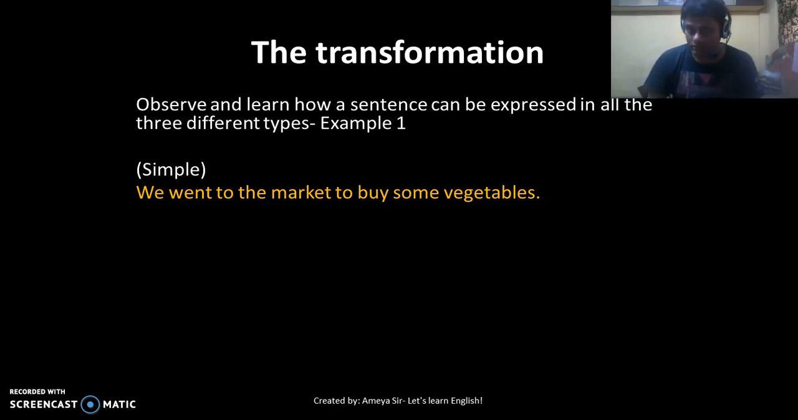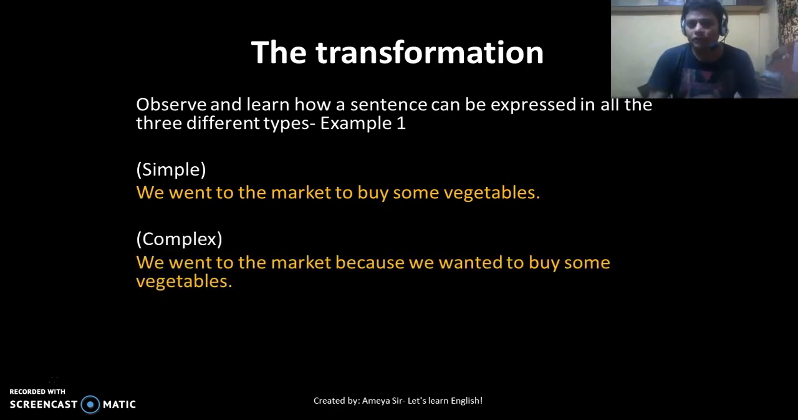By the way, vegetables is the sound you want to make, not vegetables. Vegetables. How will the complex one look? We went to the market because we wanted to buy some vegetables. Okay, it's very interesting. Now I have used the subordinator because here. The line's meaning has not changed. But yes, this is a complex sentence.